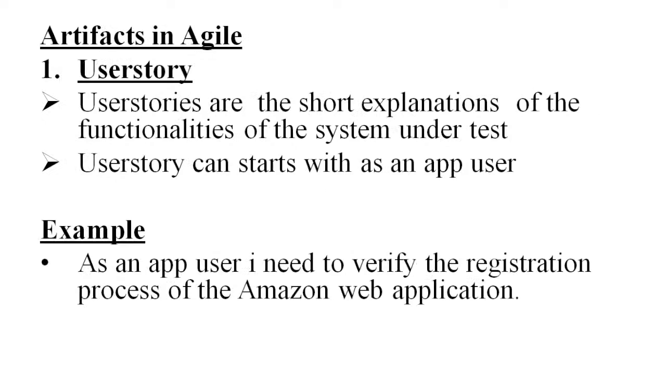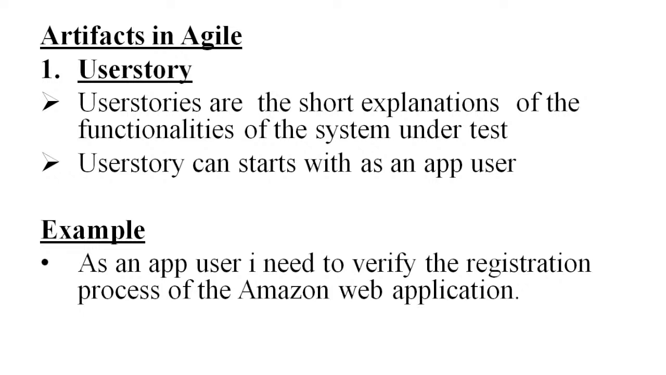And next one, what are the artifacts in Agile? What are the documents which are followed in the Agile methodology? The first one will be the user story. User stories are the short explanation of the functionalities of the system under testing.